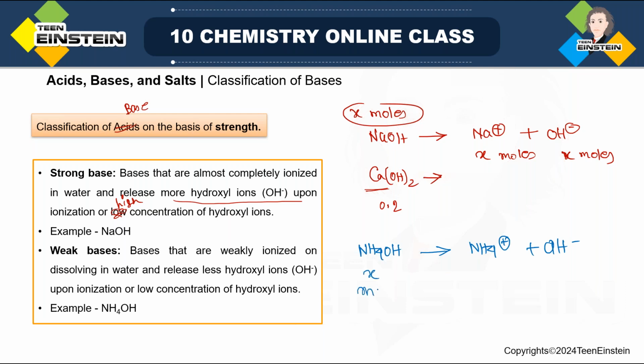If you have started with X moles, only a few percentage, suppose 5%, that is 5 divided by 100 of this number of moles, I am just arbitrarily saying, don't think that it is 5%. So suppose 5% or 2% of X of NH4+, and also the same percentage of OH minus. So you have started with this number of moles, but you will get OH minus only a few percentage. So that is weak base.